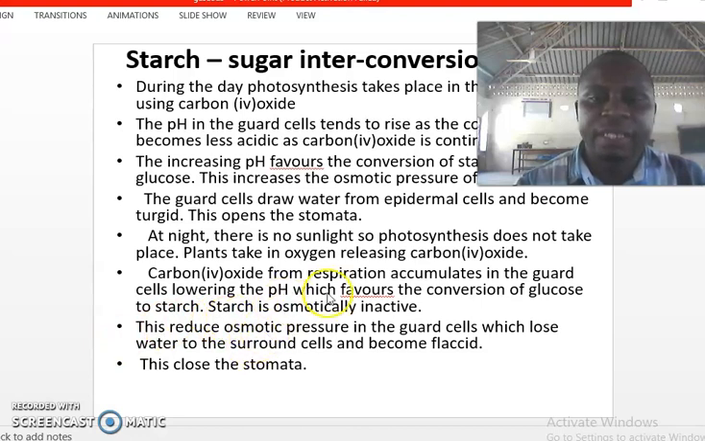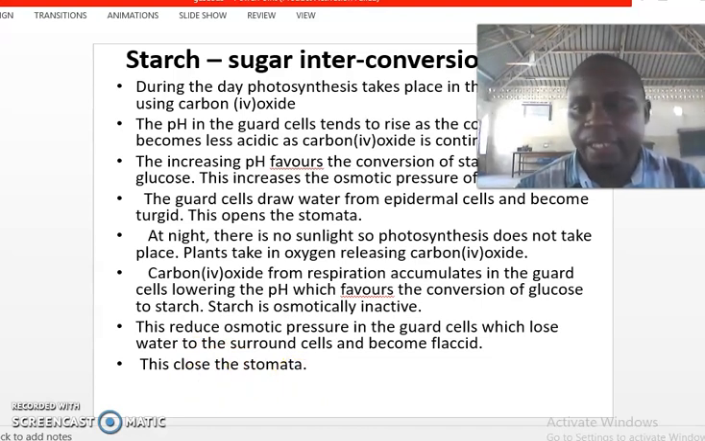Because starch is osmotically inactive, it reduces the osmotic pressure in the guard cells, which makes the guard cells lose water to the surrounding epidermal cells and become flaccid. This will end up closing the stomata. Let us have this illustration again so that we understand better.